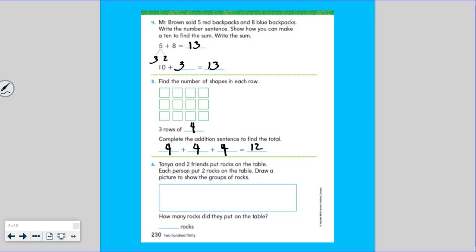All right, so I'm going to draw a picture to represent this. So I'm going to pretend this is my table. This long rectangle is my table. And Tanya and her 2 friends are putting rocks on the table. So each person put 2 rocks on the table. So that means Tanya put 2 rocks on the table. One of her friends put 2 rocks on the table. And then another one of her friends put 2 rocks on the table, right? So how many rocks do they put on the table? They put 6 rocks on the table.